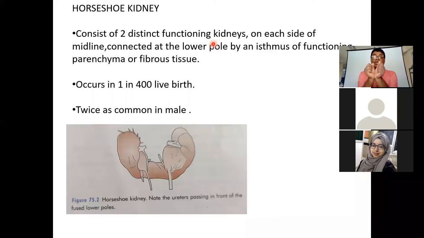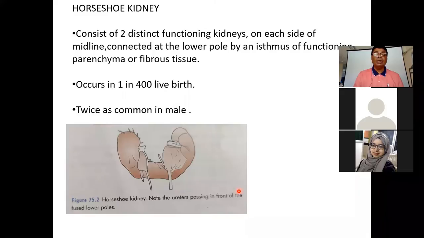Both the kidneys are functioning and attached to each other in the midline. This attaching portion is known as the isthmus, and usually this isthmus also consists of functioning renal parenchyma, functioning renal tissue. Sometimes the isthmus is represented by fibrous tissue. What is the incidence? We get it in 1 in 400 live births, and it is twice as common in males.